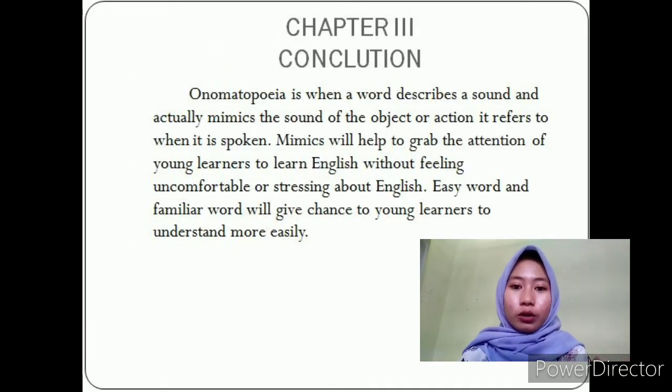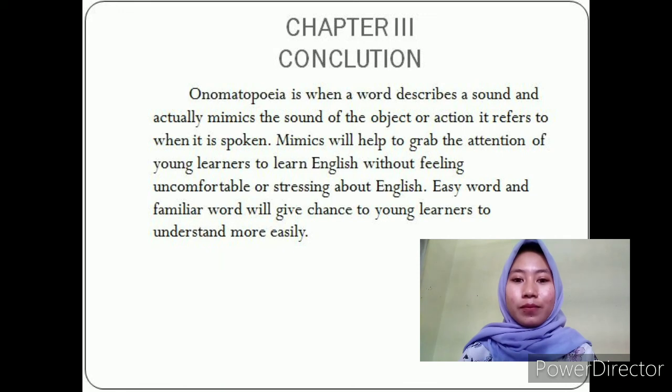Chapter 3 Conclusion. Onomatopoeia is when a word describes a sound and actually mimics the sound of the object or action it refers to when it is spoken. Mimics will help to grab the attention of young learners to learn English without feeling uncomfortable or stressing about English. Easy word and familiar word will give chance to young learners to understand easily.